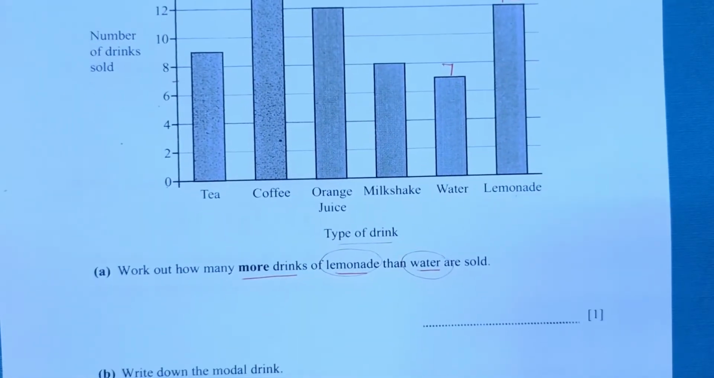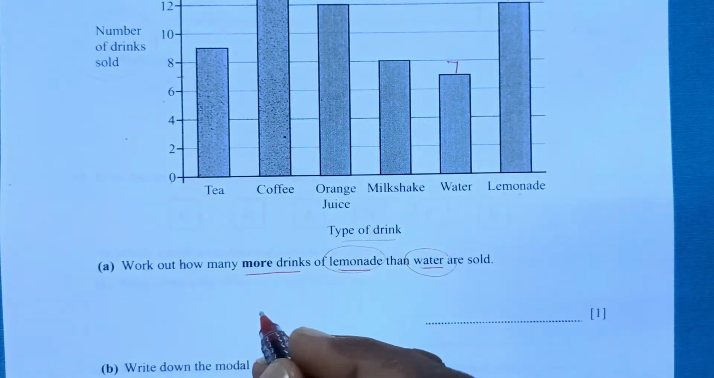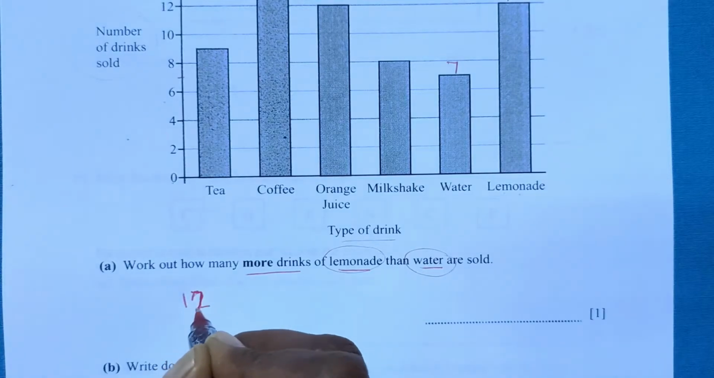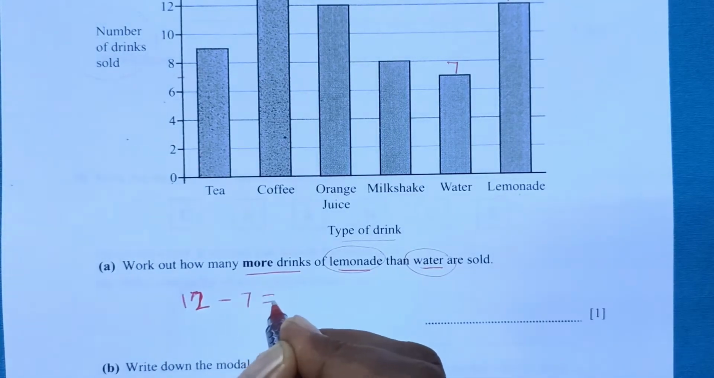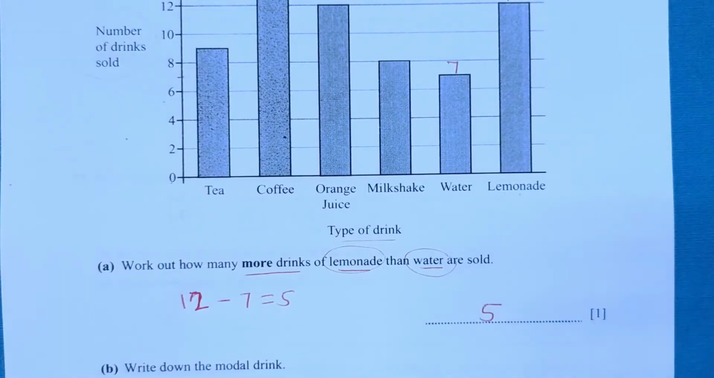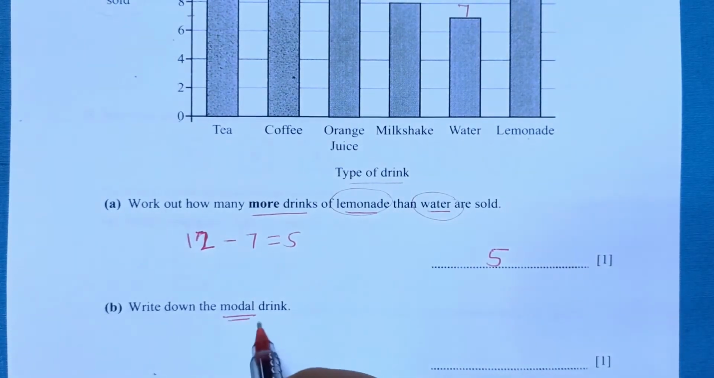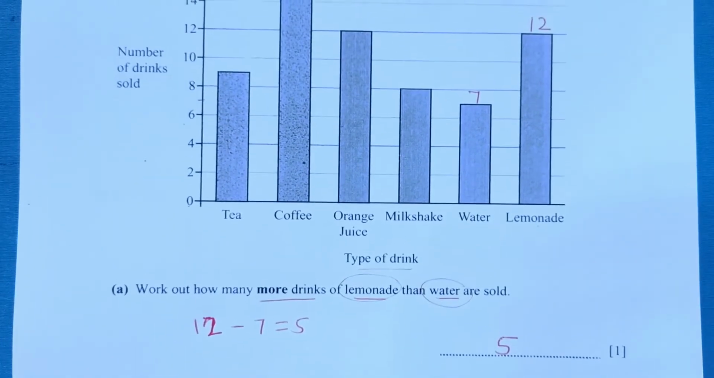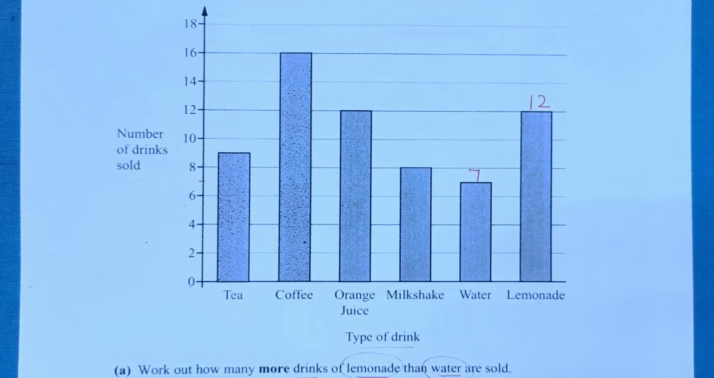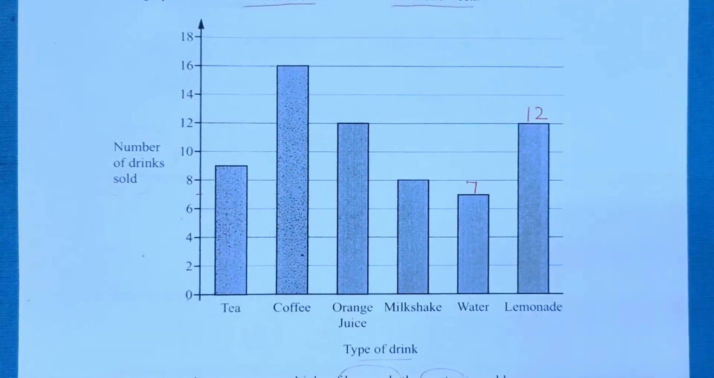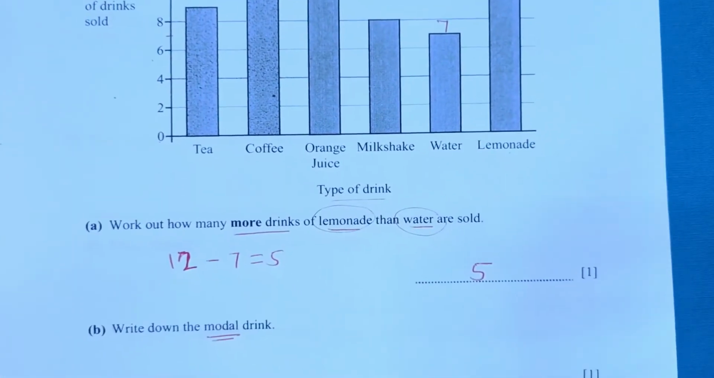So what's the difference? How many more drinks are there? Lemonade is 12 minus 7, that is 5 more drinks. So that's the answer. Now, write down the modal drink. The mode is the value with the maximum frequency. So what is the maximum frequency? Here we can see the highest bar, the coffee, which is 16. So the modal drink is coffee.